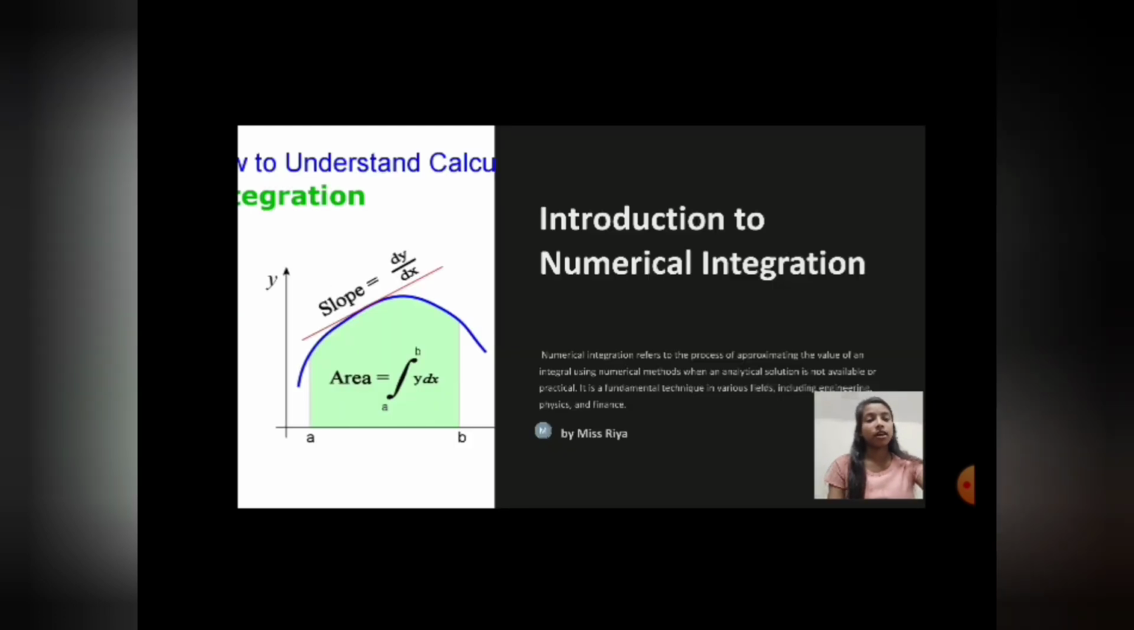Today's topic is Introduction to Numerical Integration. Numerical integration refers to the process of approximating the value of an integral using numerical methods when an analytical solution is not available. It is a fundamental technique used in various fields including engineering, physics, and finance.